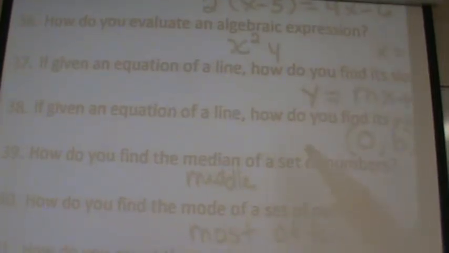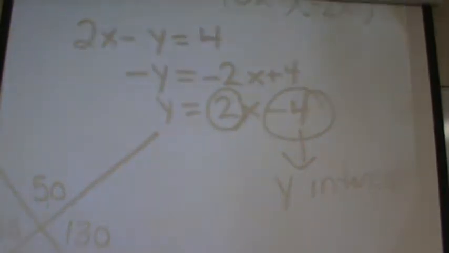Okay, how do you find the y-intercept if you're given an equation of a line? What do you do? 2 things you can do. You can get it in slope-intercept form, and this number is going to be your y-intercept. If you don't feel like solving it for y, what's another thing you could do to find the y-intercept? Put a 0 in for x right here, and get rid of that, so the y-intercept is negative 4.